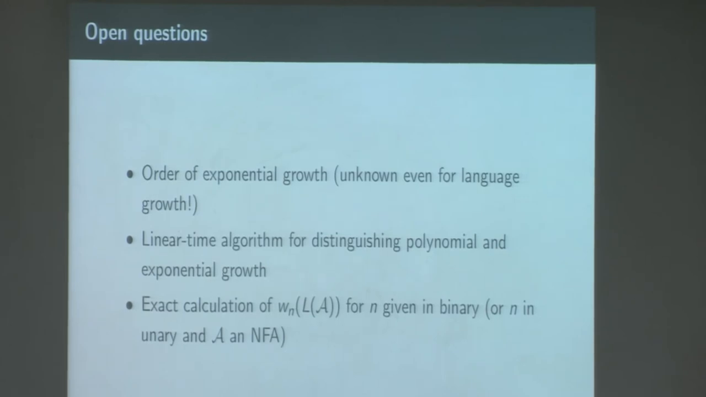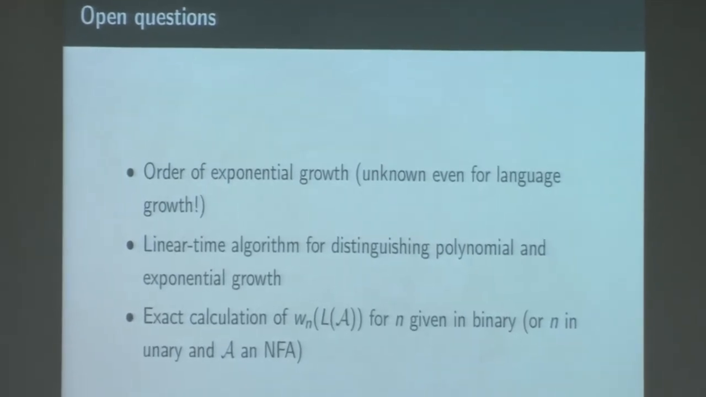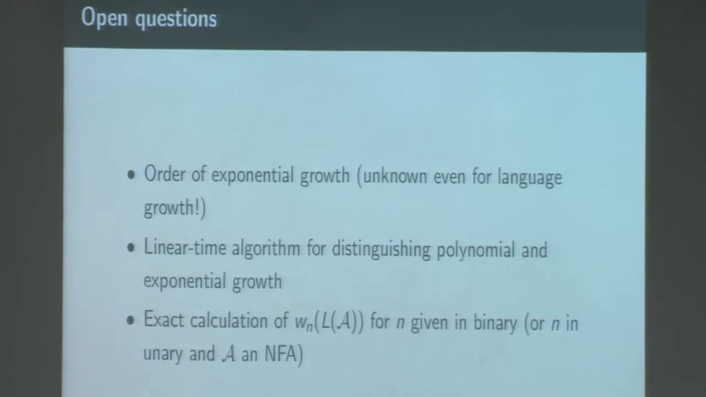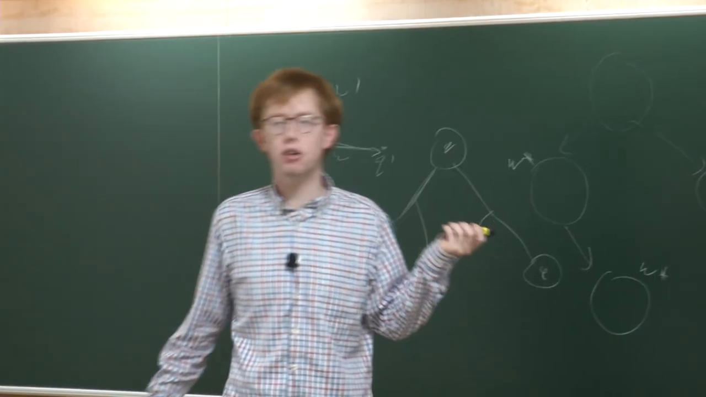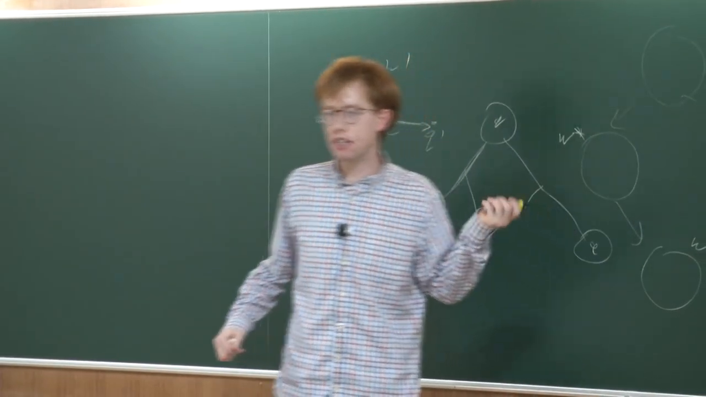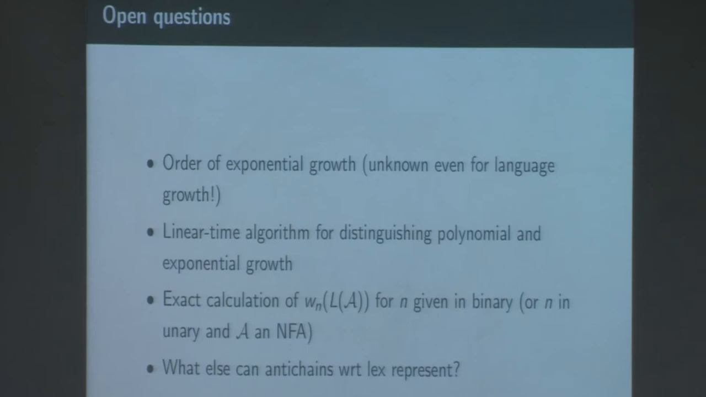Another thing is, in security land, maybe it's not that helpful to know that your system is secure in the asymptotic limit. What you really want to know is, if I run it for 1,000 time steps, how much trouble am I in? So you might be interested in knowing the exact value of the width for some fixed n. If you're given a DFA, it's sort of easy to do that in time polynomial in n in unary, but time polynomial in n in binary, i.e. log of the number of steps, or for an NFA, it's both open.